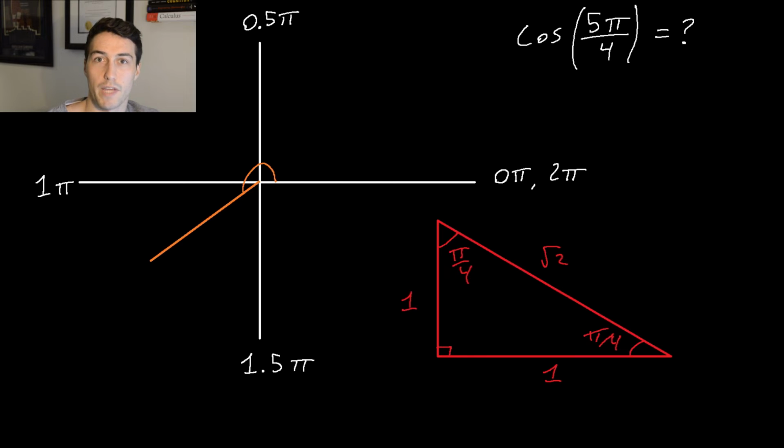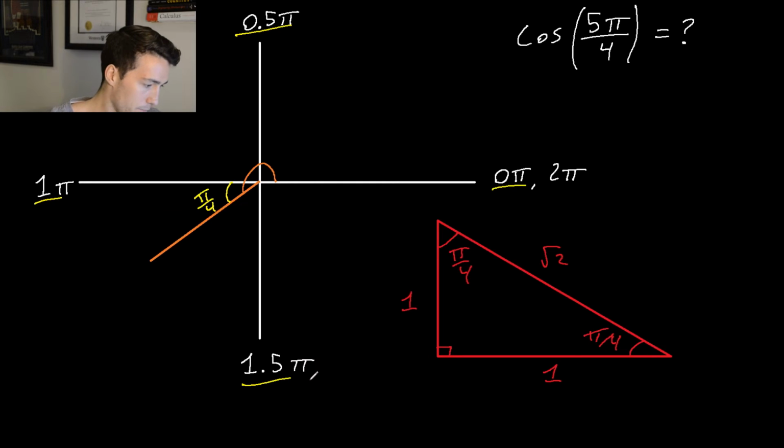Looking at this example, we have cos of 5 pi over 4. That's exactly pi over 4 greater than pi. So we know that it's going to be in this quadrant here, looking at our numbers for each of the axes. So we're going to draw this as a right triangle. Now if we look at our special triangle, cos of pi over 4 is going to be 1 over root 2. So cos of pi over 4, which is the same as for 5 pi over 4, is going to equal 1 over root 2.